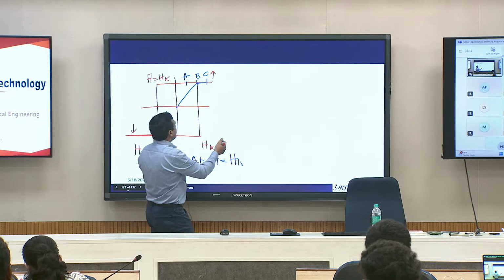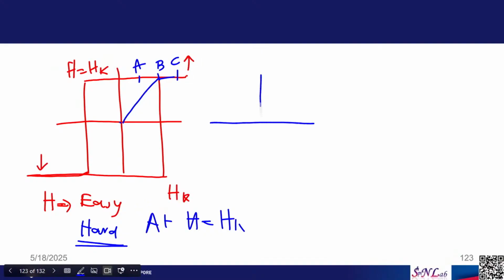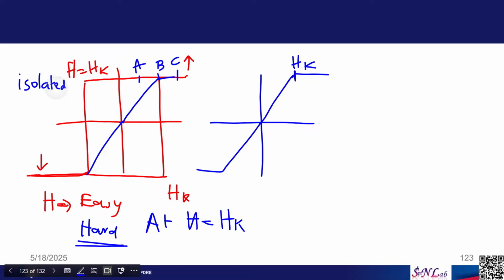Okay. So, I had two graphs. Sometimes the problem is that when you have two graphs, you do not know the relative scales. Here you will notice that this point is H_k. These two curves will meet at this point B. I mean, this is only for an isolated nanoparticle.